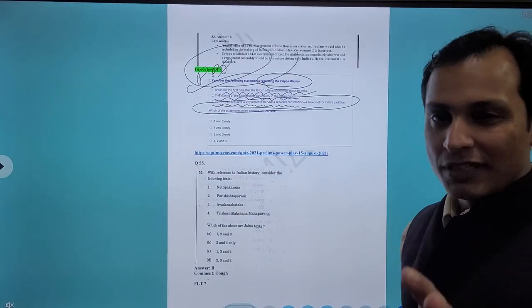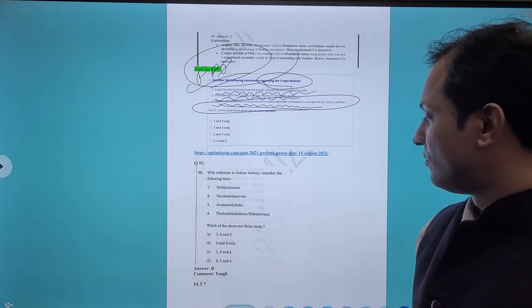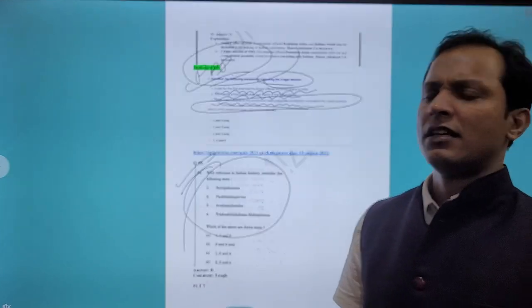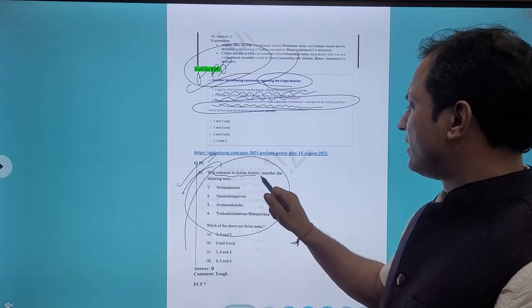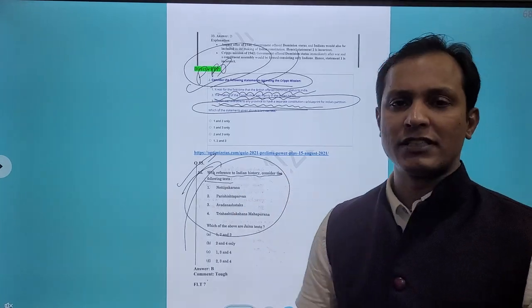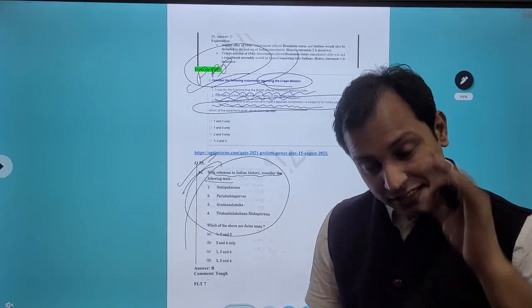Guys, don't you think this is amazing? You see this, question number 55. With reference to Indian history, consider the following text. It appears very, very difficult, and it is a difficult question.